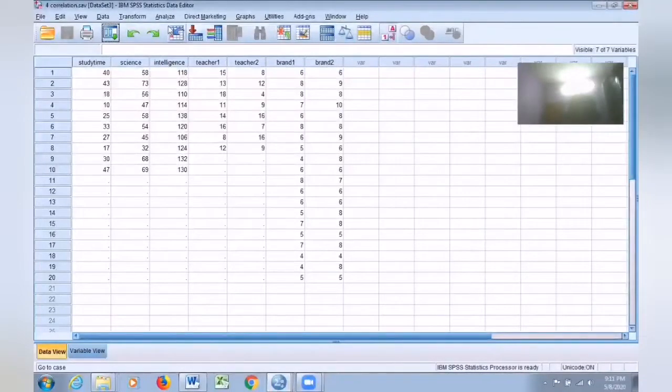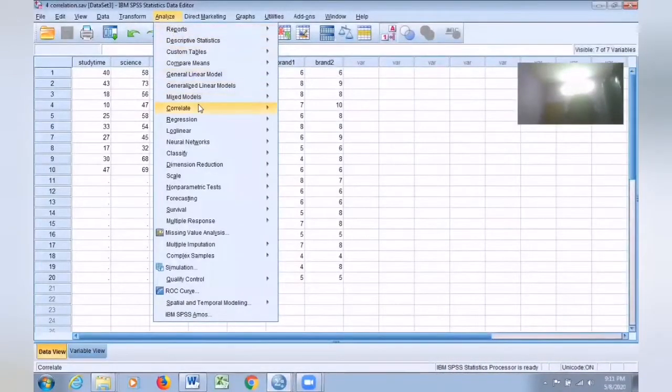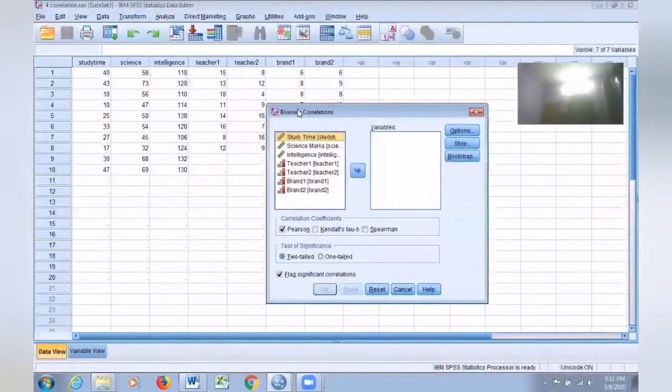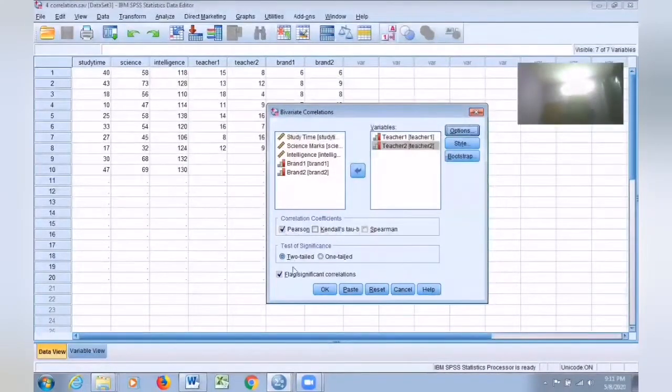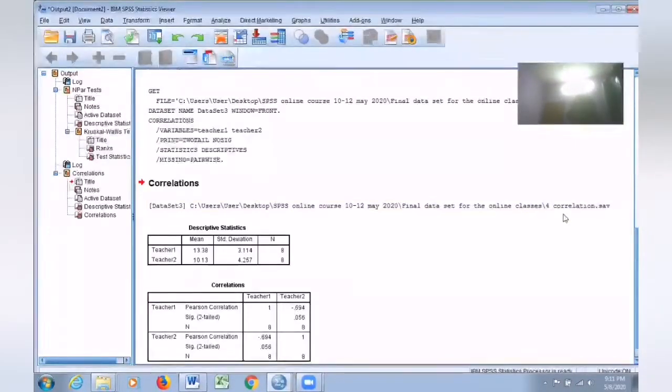How to conduct it? Go to Analyze, go to Correlate and select Bivariate. And what are the variables? Teacher 1, send it. Teacher 2, send it. Both variables are sent to the variables box. By default, the Pearson test is selected. Options, if you want mean and standard deviation, you can select them. And click OK. You can see the result here.